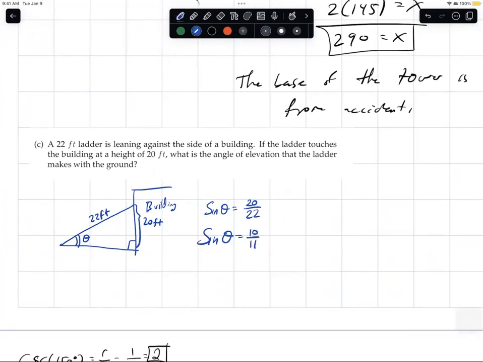Do you know what 10 divided by 11 is off the top of your head? No, and I don't either. So one thing to notice is that if you use the cosecant of theta, that would be not opposite over hypotenuse, but hypotenuse over opposite. And if you reduce that, you get 11 over 10.